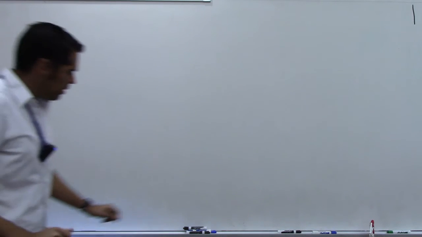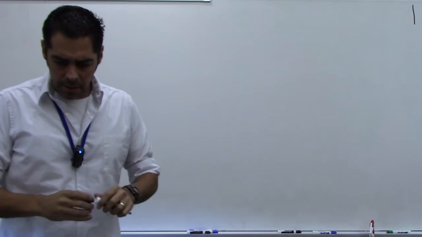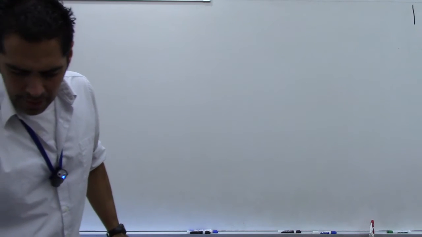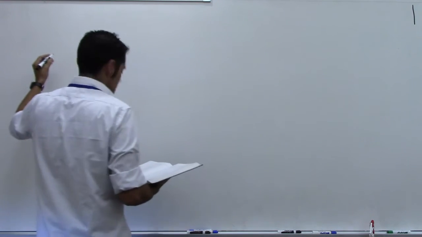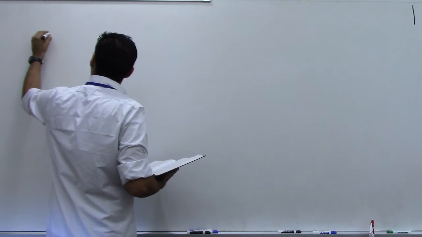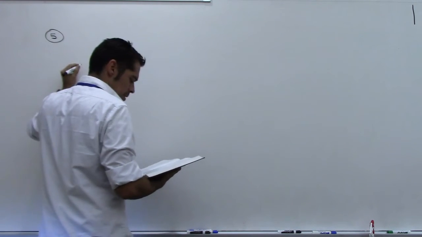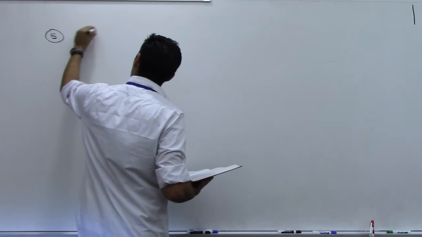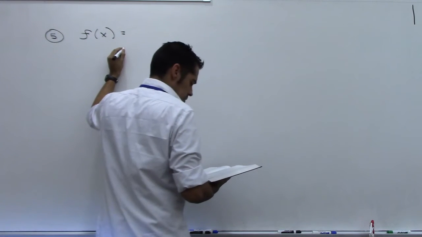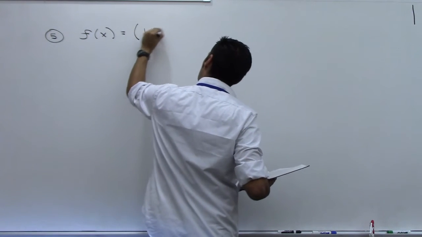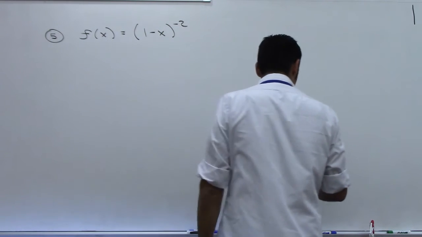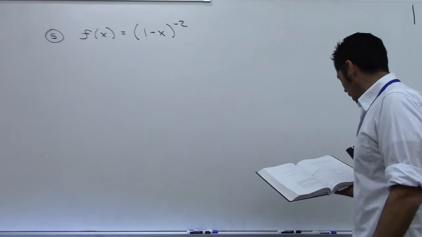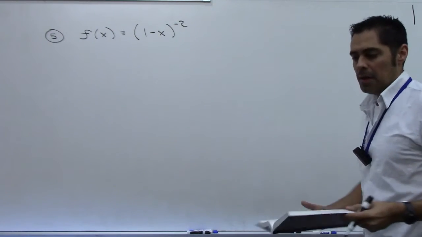Okay, going to start working on 8.7. I'm going to look at number 5. So this is the section Taylor-Maclaurin series. So number 5, they give you a function f of x equals (1 minus x) to the negative 2. And they want you to find the Maclaurin series and also find the radius of convergence.